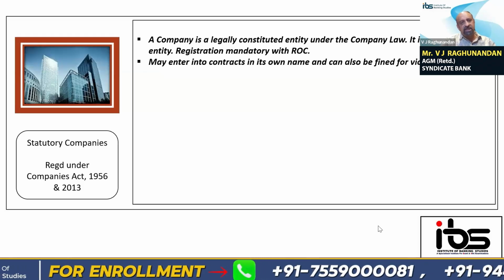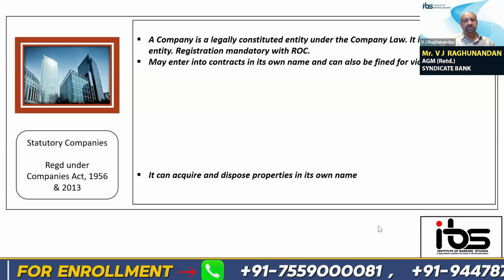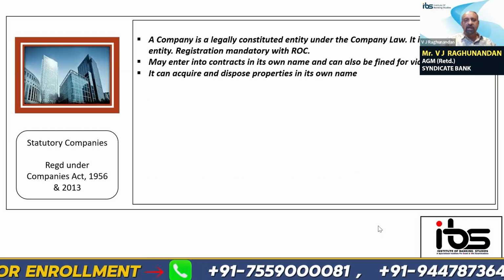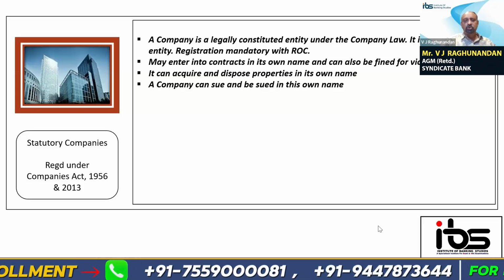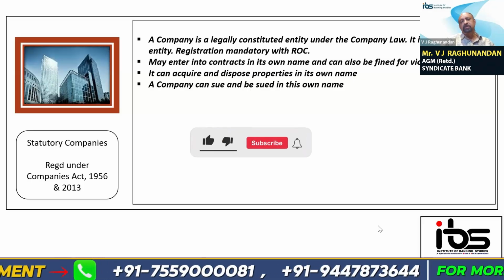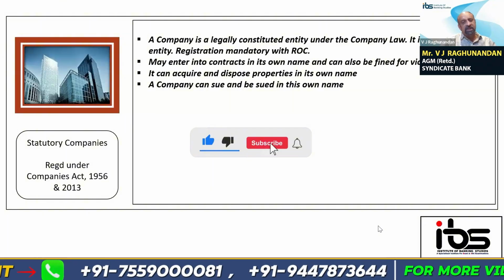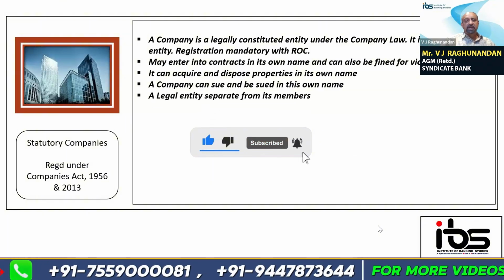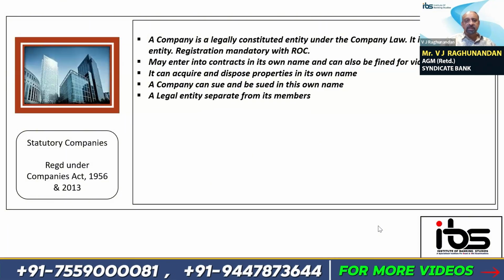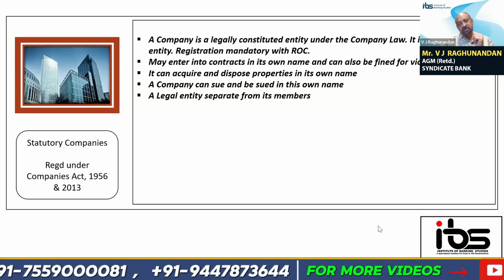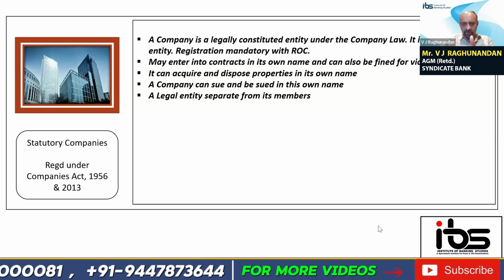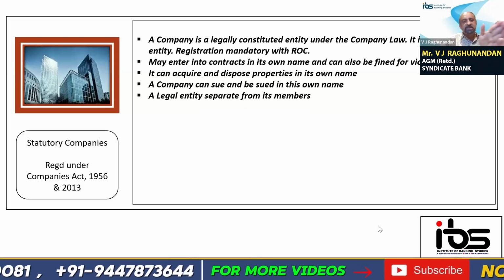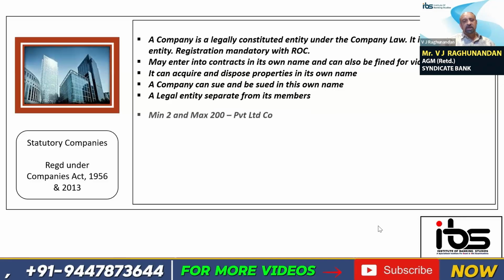So because it's an artificial entity, it's an artificial person. Okay. It can acquire and dispose properties in its own name. A company can sue and be sued in its own name. That means it can file a suit and others can file a suit against it. A company is a legal entity separate from its members, right? Even though there are directors and shareholders in the company, the company is different from its members.